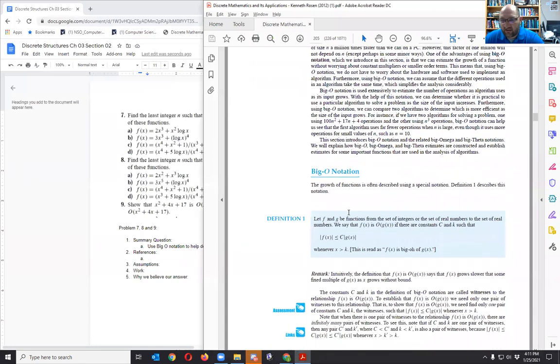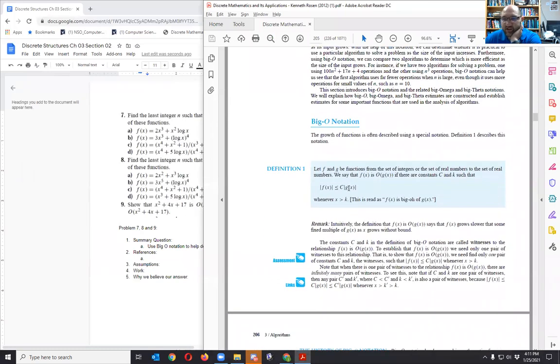Lots of text. And it says, let f and g be functions from the set of integers or the set of real numbers to the set of real numbers. Okay, so I have to admit, this is why I'm not always a huge fan of this book, because it does get a little convoluted.